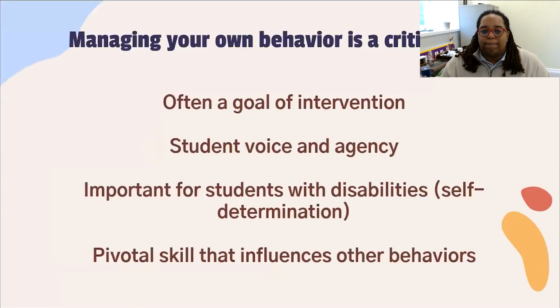One big piece is that if we're thinking about self-determination, especially for students with disabilities, self-management is often a goal of our intervention. We don't want students to just sit in their seat more. We want them to know when they're following the agreements and the rules and when they're not. We want them to manage that themselves and keep themselves in check when they need to. Am I following rules? Am I doing what I'm supposed to be doing right now?